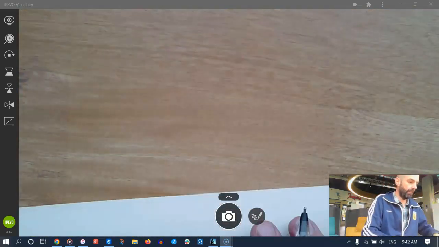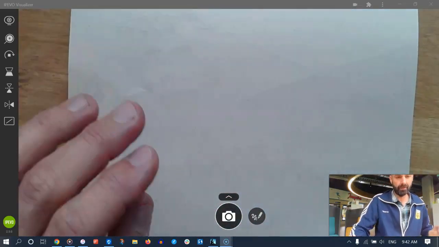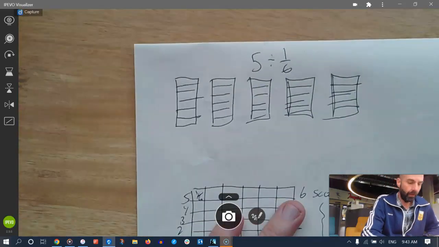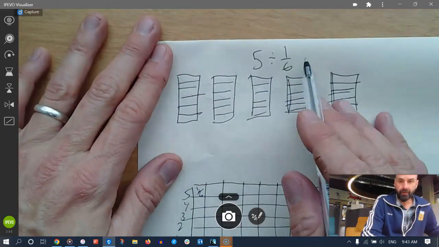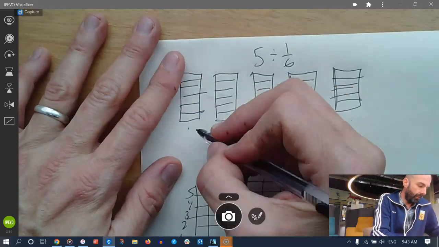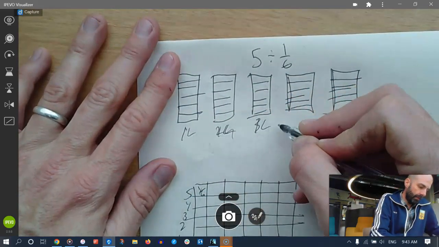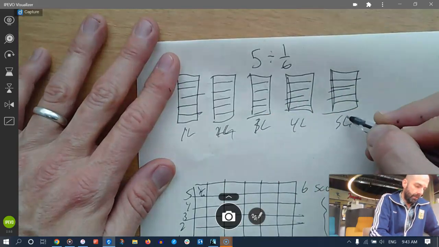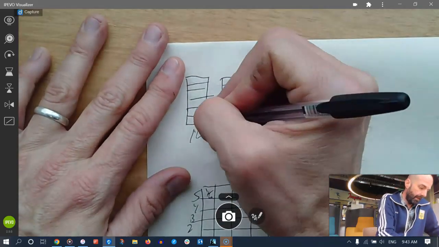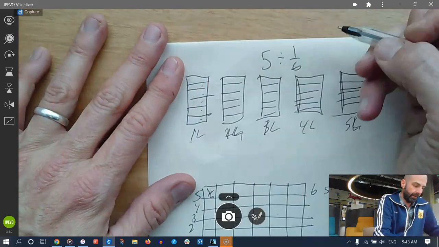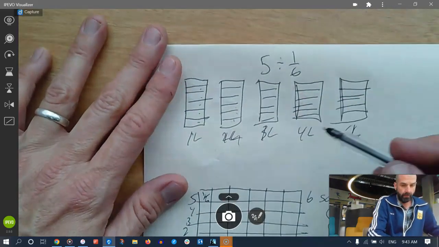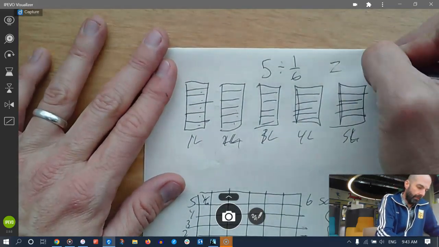On the back, we're going to look at another problem. I'm going to pause it so you don't have to watch me do the whole thing. So in the aquarium problem, I had 5 divided by 1/6. I could have taken each liter of water, 1 liter, 2 liters, 3 liters, 4, and split it into sixths, and then counted those up, 1, 2, 3, 4, 5, 6, 7, 8, 9, 10, 11, 12, on and on, to get me to 30.